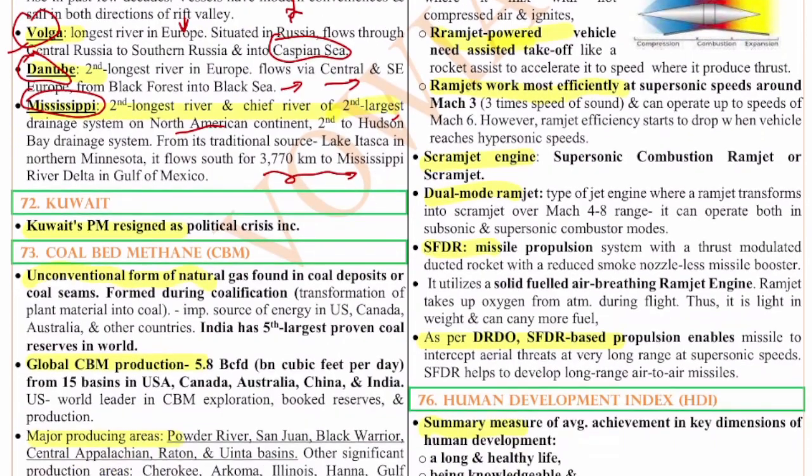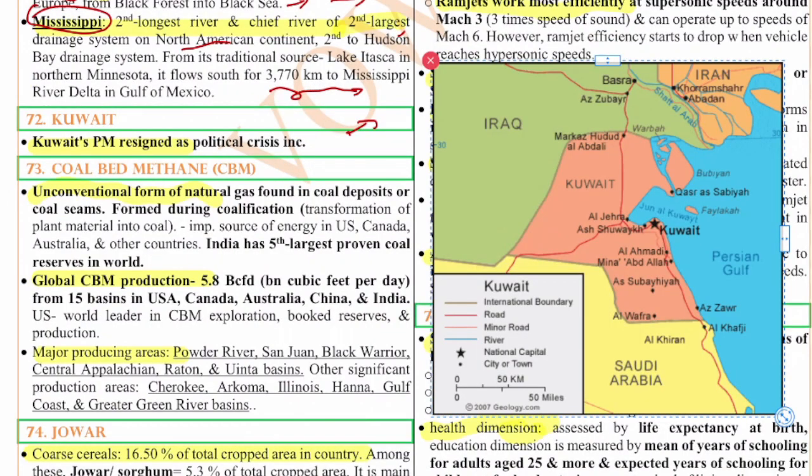Next, Kuwait. The 72nd question is about Kuwait. Kuwait's prime minister resigned and there is a political crisis. So just know about the countries around Kuwait. If you see this Kuwait map, it is surrounded by Saudi Arabia in the south and Iraq in the north. Remember this. This is the geography of Kuwait.